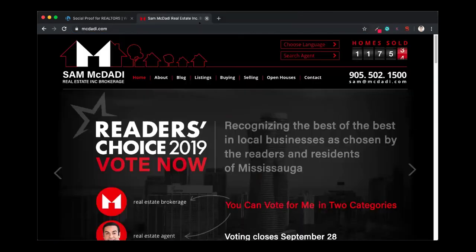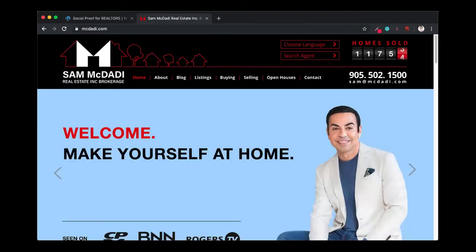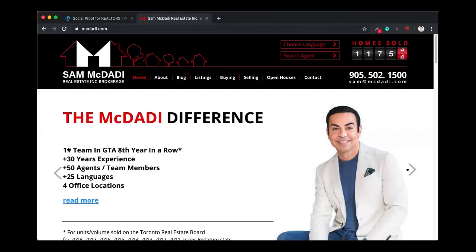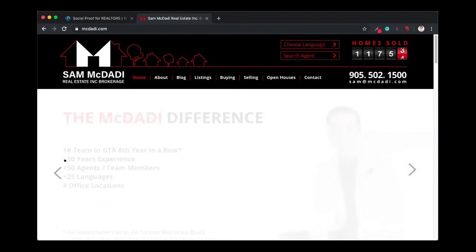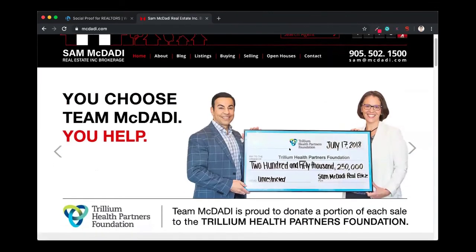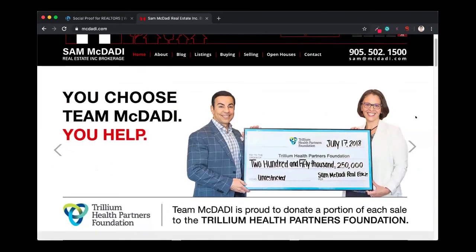Let's look at another example, Sam McDaddy. If we're talking about numbers, I told you to flaunt your numbers. You see on the top right here, he's showing the number of homes sold, right? Again, this is just an unconscious thing you look at and you're thinking, oh, he's very active. Okay, that's number one. Then if you look at his slider, he's showing a bunch of facts and figures, the number of years of experience he has, the number of agents in his team, his ranking in the GTA. Then he's leveraging himself with the Trillium Health Partners Foundation.